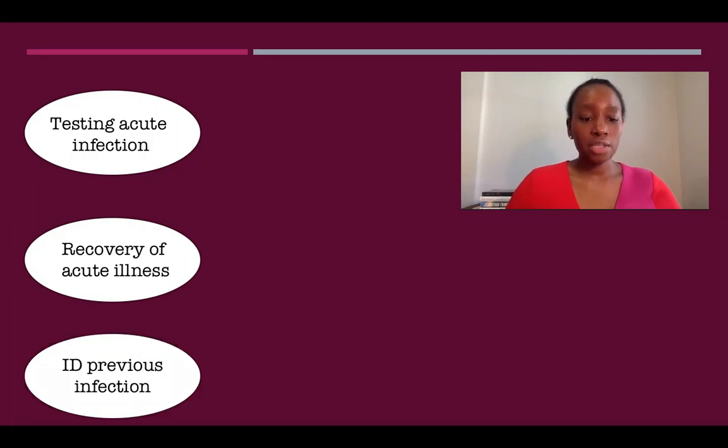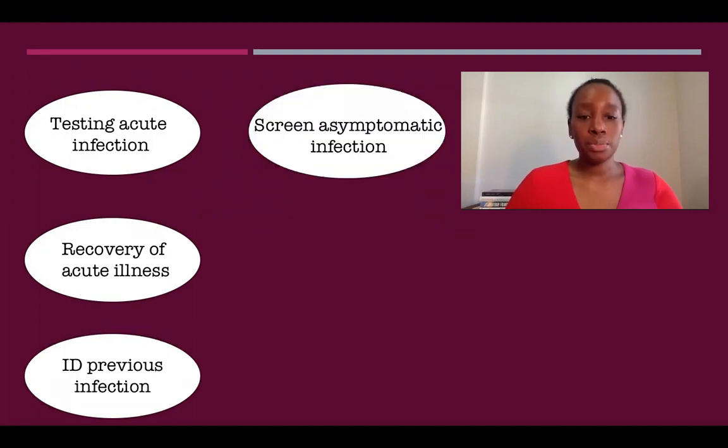Diagnostic tests have also been used to identify previous infection to determine how many people may be immune to the virus. These tests have also been used to screen asymptomatic infections, so people who have no signs or symptoms of illness at all may still be infected with COVID-19 and are also able to transmit the virus to other people. And this may be part of the reason why this virus has been able to spread so quickly.